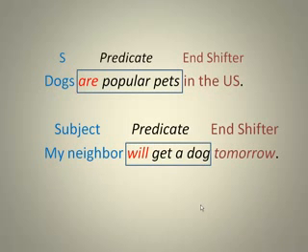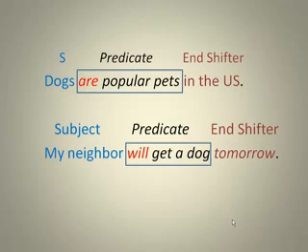For example, dogs are popular pets in the U.S. We already saw in the U.S. is the shifter, dogs is the subject, and the predicate is between the subject and the end shifter. In this case, popular pets. And the X word is included in the predicate.